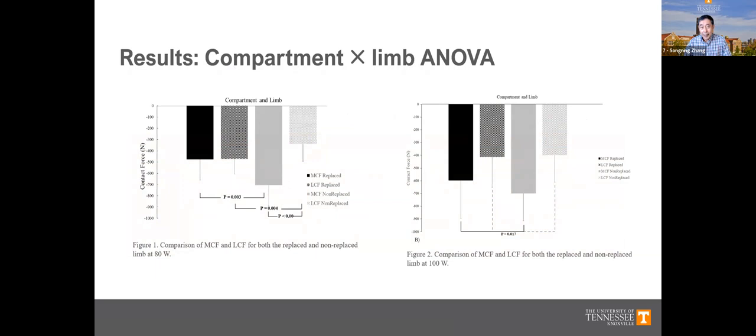Now here are the results for the compartment by limb ANOVA. The first figure shows that at 80 watts, an interaction was found for the peak medial compartment compressive force. Then we did post-hoc comparisons and showed that the medial compartment force in the non-replaced limb was greater than in the replaced limb. In addition, we also found the medial compartment compressive force was greater than the lateral compartment force for the non-replaced limb. We also did a similar ANOVA for 100 watts, which showed a main effect, and the post-hoc comparison showed that medial compartment force was higher than lateral compartment force.